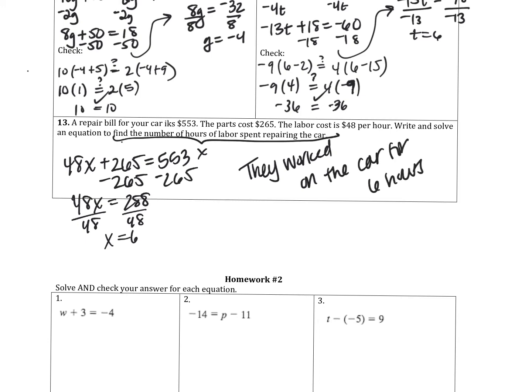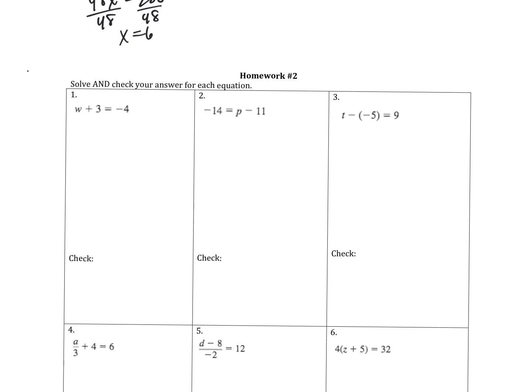All right, let's continue. Alrighty, we want to solve for w, so we're going to subtract 3 from both sides, and we'll get w equals negative 7. Plug it back in. Negative 7 plus 3, does that equal negative 4? Sure does.